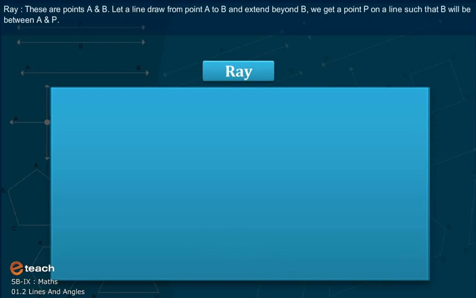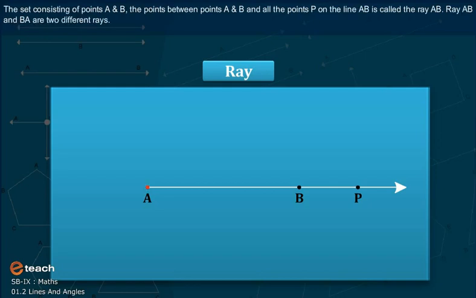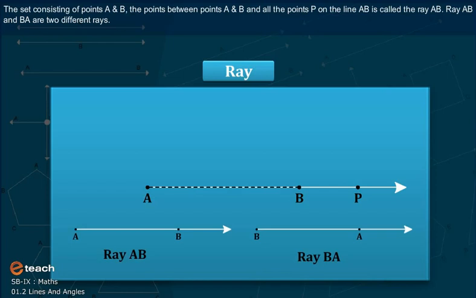Ray. These are points A and B. Let a line be drawn from point A to B and extended beyond B. We get a point P on the line such that B will be between A and P. The set consisting of points A and B, the points between points A and B, and all the points P on the line AB is called the ray AB. Ray AB and ray BA are two different rays.